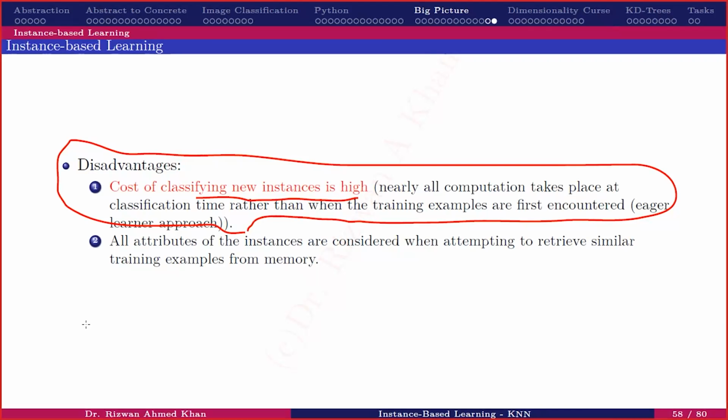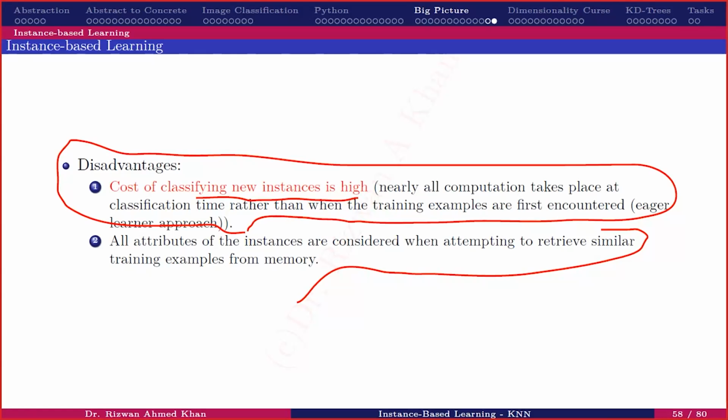And all attributes of an instance are considered when attempting to retrieve similar training instances from memory. And this is another issue with kNN, that probably some of the attributes are not meaningful. But in kNN, we are calculating this distance based on all the attributes. So then again, we need to find which attributes have to be taken into account when taking the distance metric, right? These two disadvantages are so huge that kNN is usually not used in real world applications. But for the sake of completeness and to know the theory, like where machine learning started progressing from, this is one of the most important classifiers.